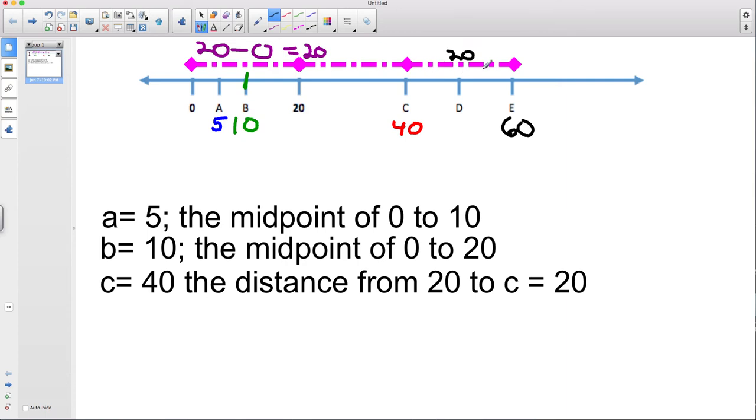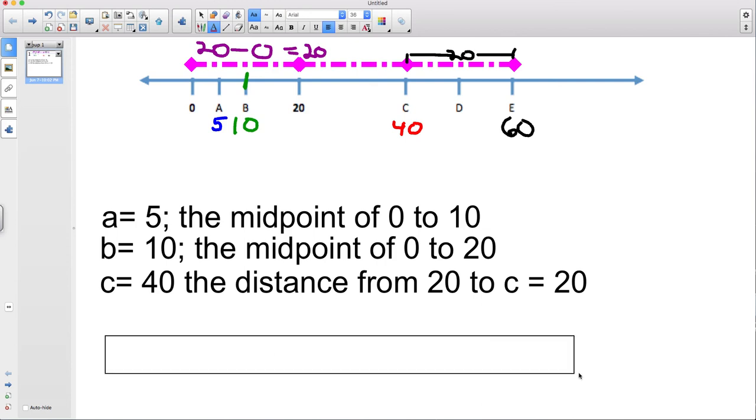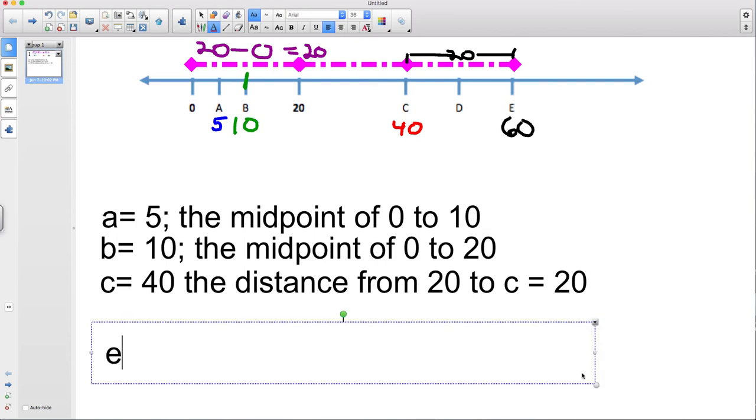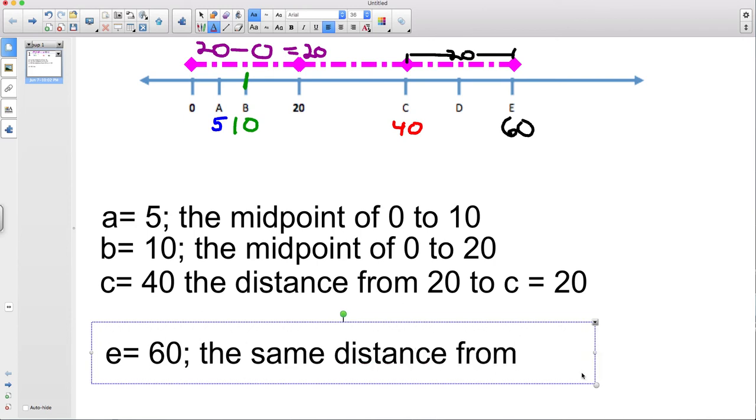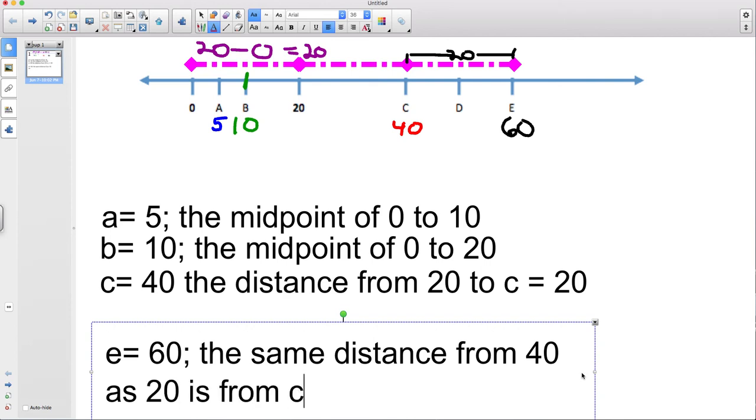Sometimes on the top of the lines, I'll put the distance up here. That doesn't mean the number is 20, it means the distance from here to here is 20. And that allows me to recognize that I go from 40 and add 20 more. So I'm going to come down here and I'm going to skip a spot and go to E and say that E is equal to 60. And my reasoning is it's the same distance from 40 as, we'll say, 20 is from C.